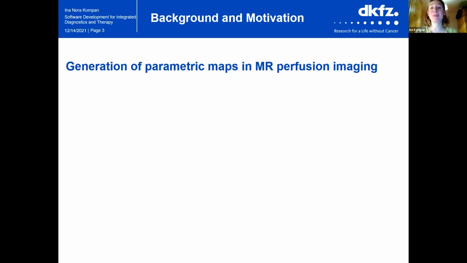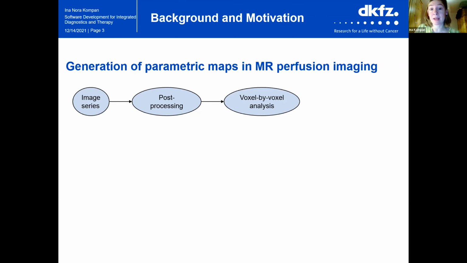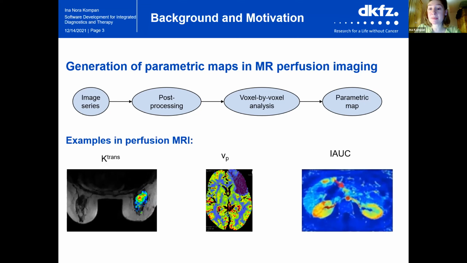So in MR perfusion imaging, parametric maps are usually generated according to the following procedure. First, a dynamic image series is acquired, and potentially some post-processing steps are applied, and then an analysis is applied on a voxel-by-voxel basis, yielding a parametric map. The parameters represented in these maps are, for example, physiological parameters such as the volume transfer constant Ktrans and the blood plasma volume fraction vp, but also curve descriptive parameters such as the initial area under the curve can be parameters of interest.